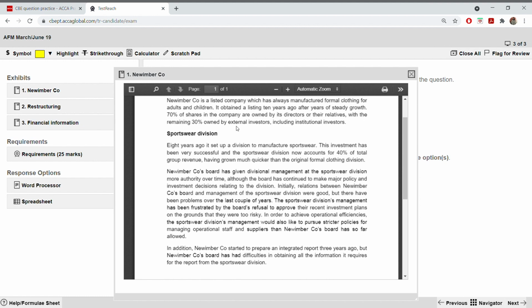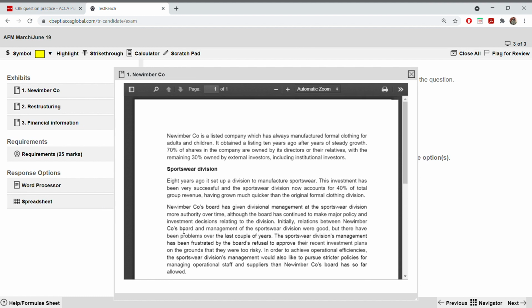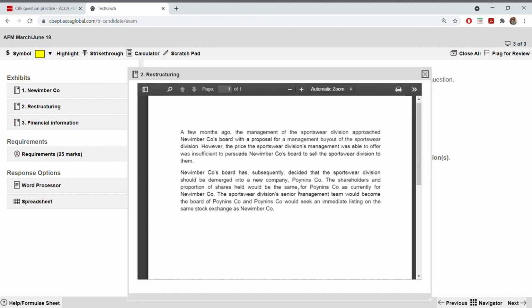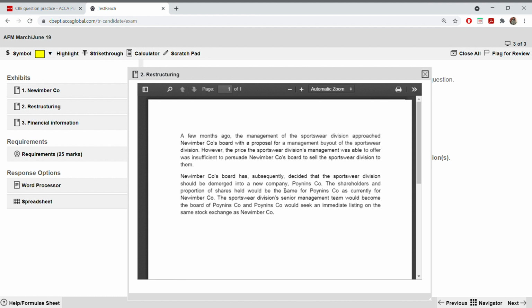I can see no numbers, so definitely this is all just theory, giving an introduction. Restructuring, this you need to read. A few months ago the management of the sportswear division approached the new board with a proposal of management buyout. This is the term; all these terms will be used. You have to know what is management buyout or management buy-in. First understand what is management buyout.